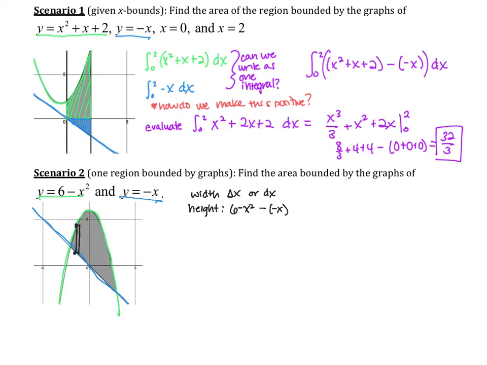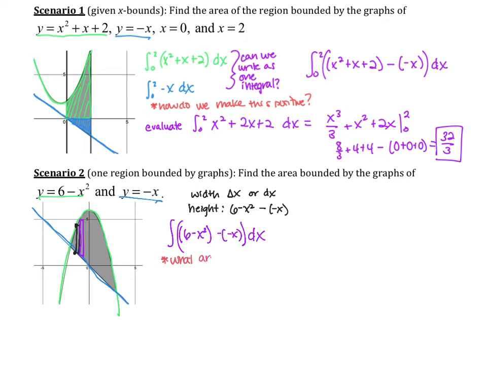Do you agree that I could do 6 minus x squared minus negative x, and that would be the height? And then the width of the rectangle would be dx. Okay, so if I add up all of these rectangles that are connected in here, could I eventually get them? Remember, that's what integral means, is the sum. But what am I missing? What do I need here?